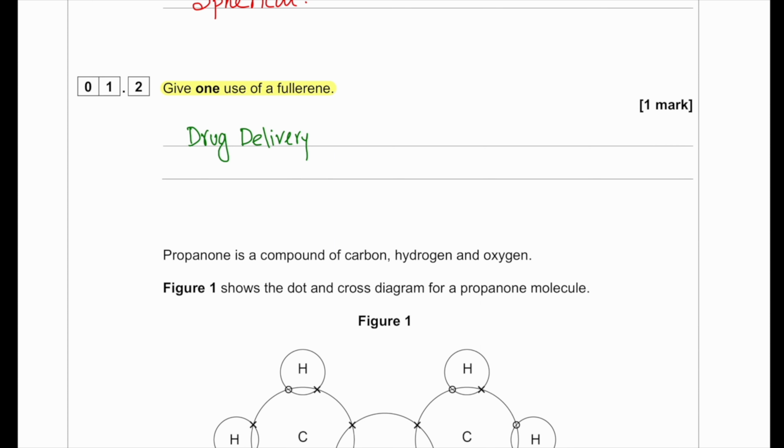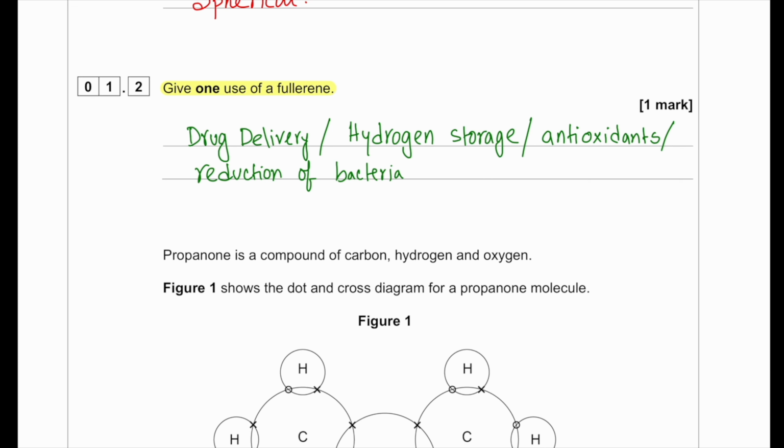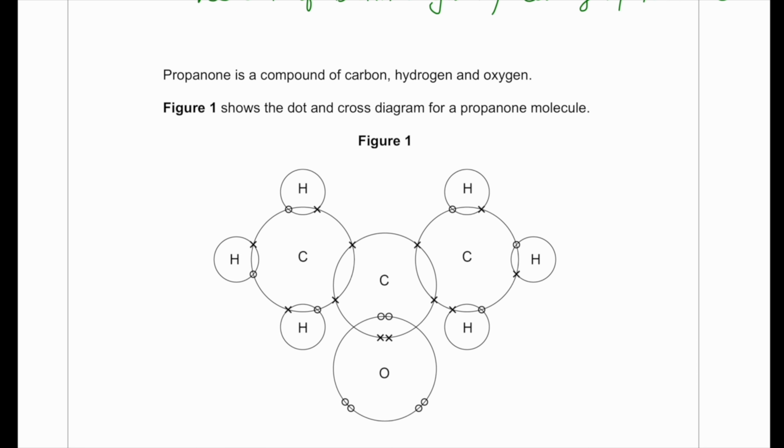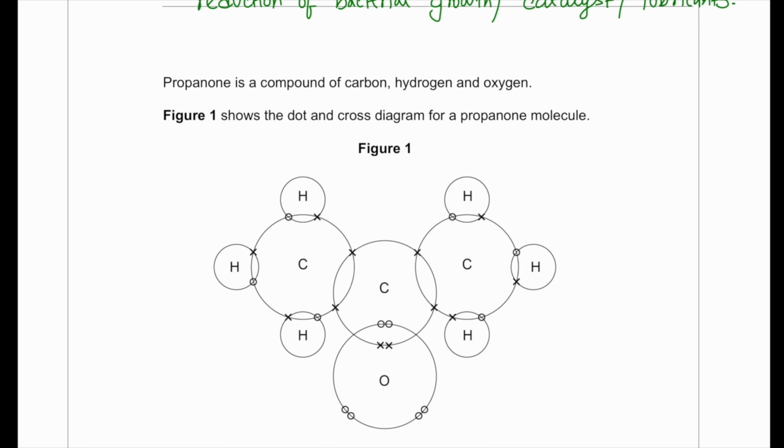Fullerene can be used for drug delivery around the body, hydrogen storage, to deliver antioxidants, to reduce bacterial growth. Fullerene can be used as a catalyst. Cylindrical fullerene can be used for strengthening materials, and spherical fullerenes can be used as a lubricant. Guys, any one of these points will be a good answer. Just write only 1 point for your answer.